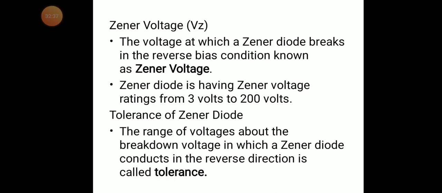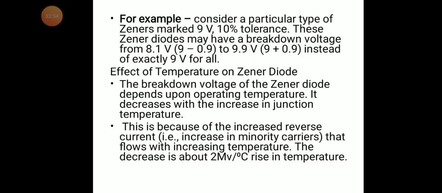The range of voltages about the breakdown voltage in which a Zener diode conducts in the reverse direction is called the tolerance.